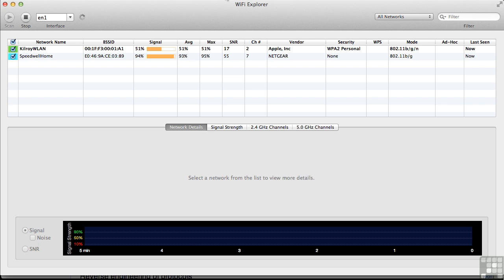You'll find that NetStumbler is similar to this, Kismet, Kismac. Those types of programs are very similar to this. The interfaces may look slightly different. The information is all going to be there. So I'm just using Wi-Fi Explorer here for ease of use and for demonstration purposes. Now you can see I've got two network names here, and there's all of the related information associated with them.